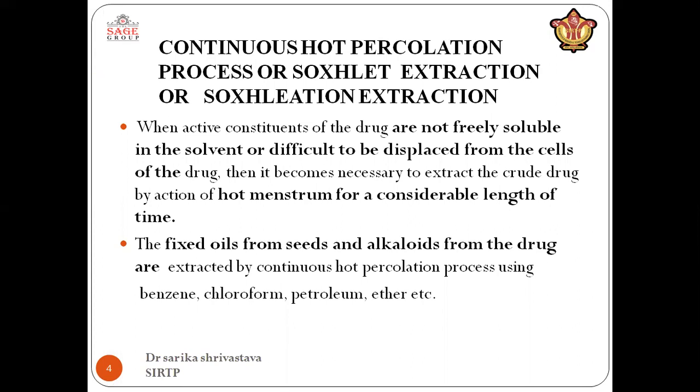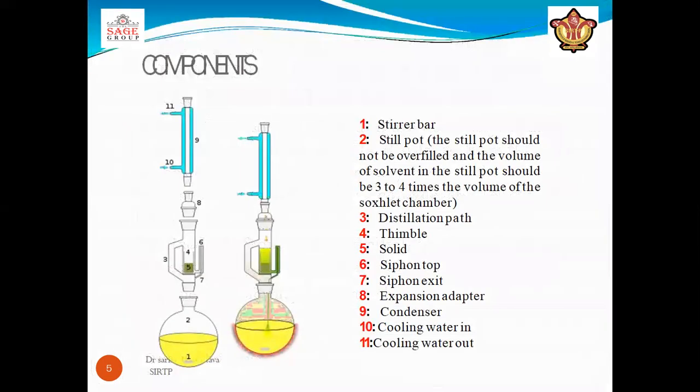The components of the Soxhlet apparatus are, first, the stirrer bar. The stirrer bar is used to prevent bumping of the solvent. Second, the still pot. The still pot contains two-thirds of the volume of the Soxhlet chamber.